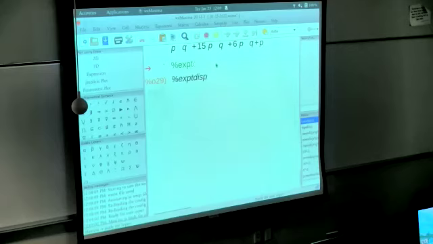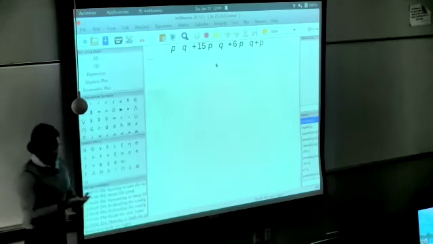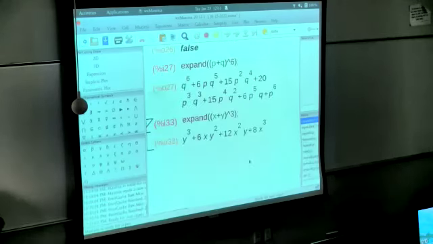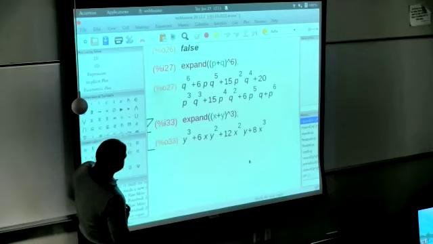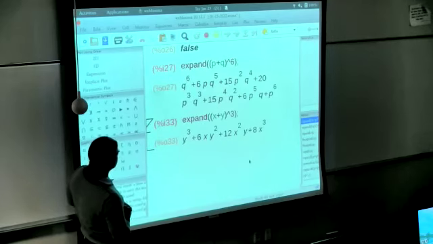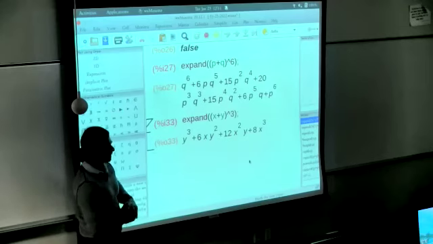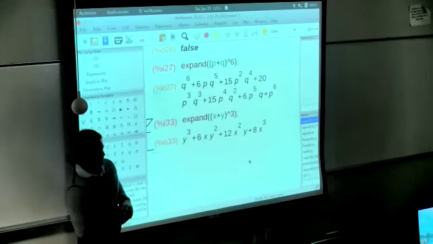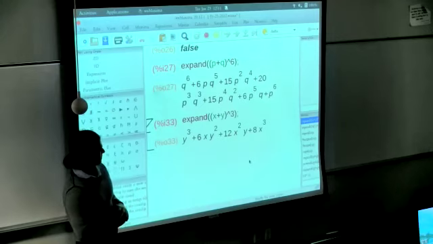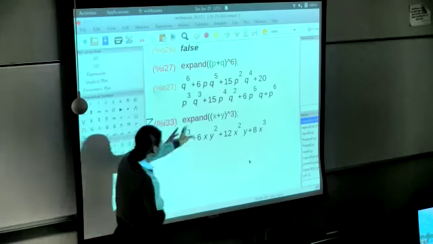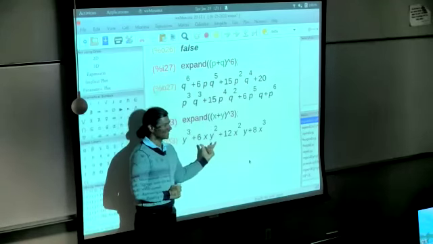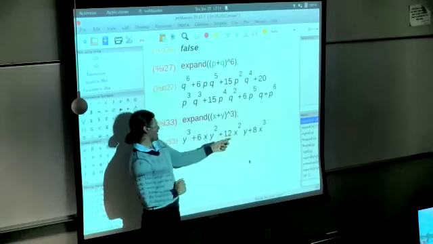No, we may have to Google this. So there is another flag, exponent display. (x+y) cubed. We have y cubed plus 6xy squared plus 12x squared y plus 8x cubed. That doesn't sound right. What happened? If you expand (x+y) cubed, would you get that? We wouldn't get 8x cubed.